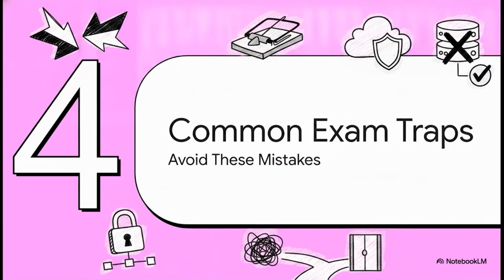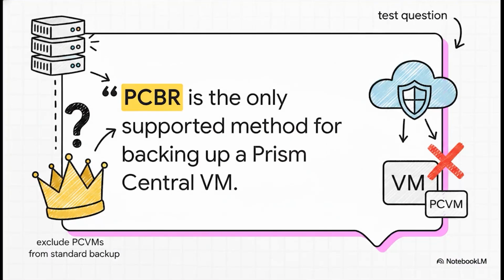Section 4. Common exam traps. Pay super close attention to this part because we're going to expose the exact tricks they use on the exam. Let's start with a direct quote straight out of Knowledge Base Article 9850. The only supported method for backing up a Prism Central VM is to use Prism Central Backup and Recovery. Period. Full stop. This is the golden rule.